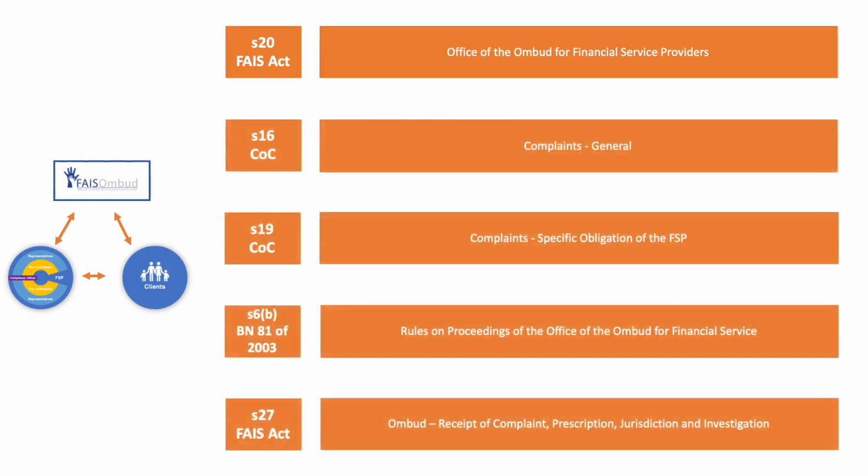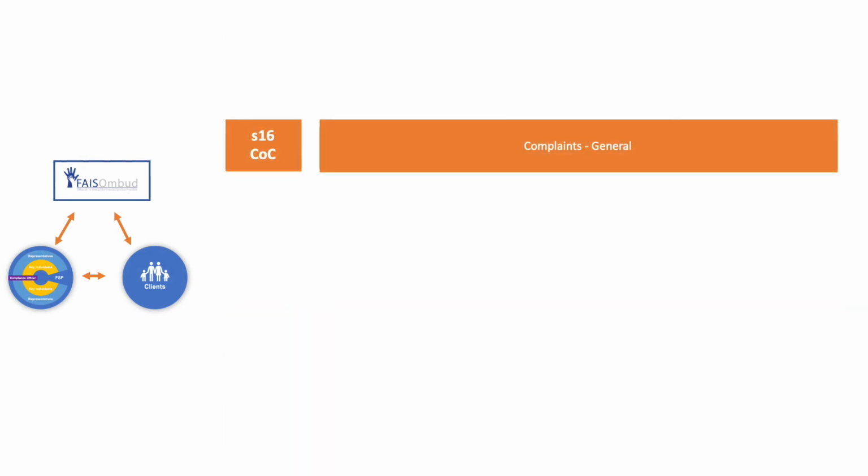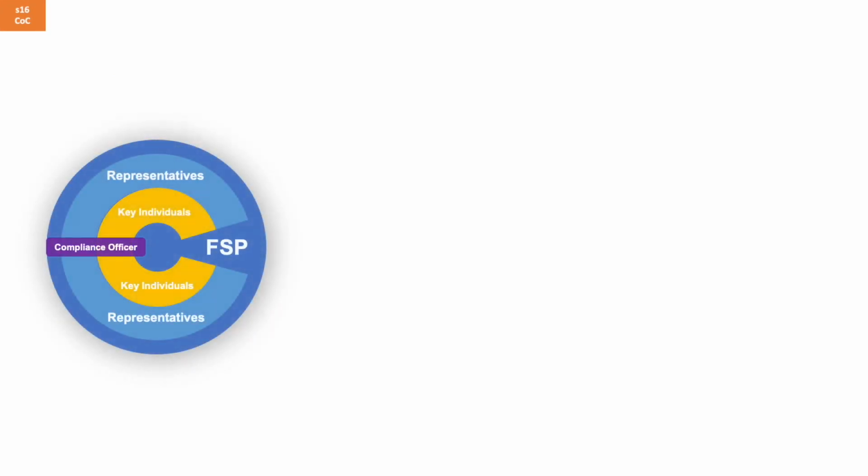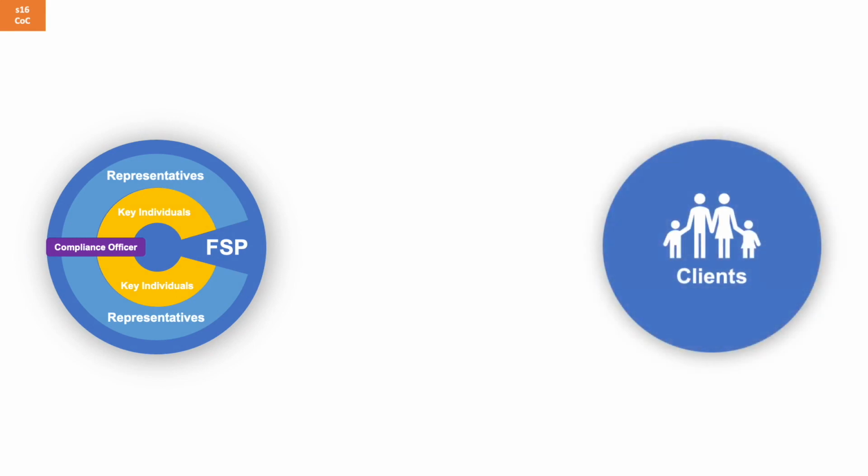Next, let's look at Section 16 of the Code of Conduct, dealing with the general requirements on dealing with complaints. Here we have a financial service provider, FSP for short. Here we have our clients. Here we have the Office of the Ombud for Financial Service Providers, commonly known as the FAIS Ombud.